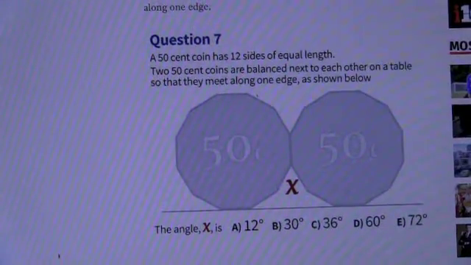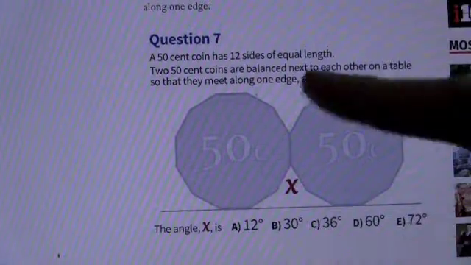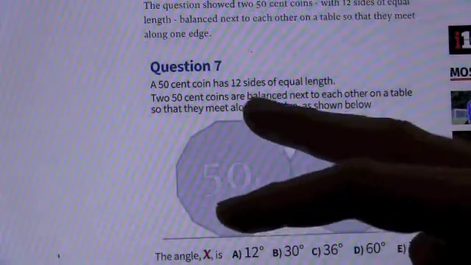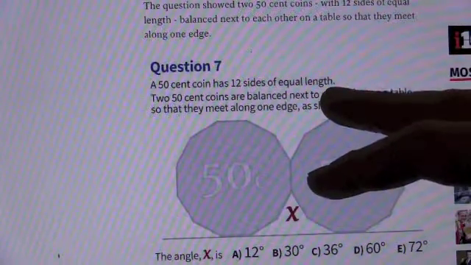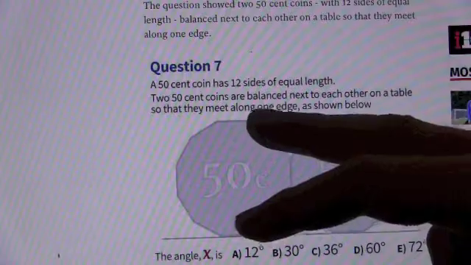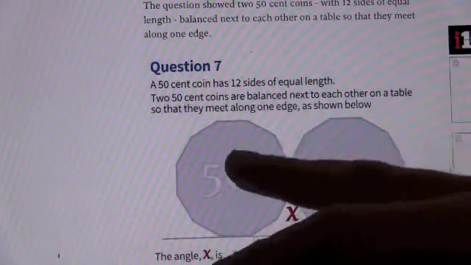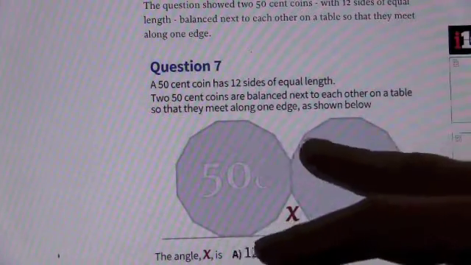Okay, so here's a problem that went viral, and it was written about all over the place. I just found it on the internet on independent.co.uk. The question was: a 50-cent coin has 12 sides of equal length. This is not in the U.S. Two 50-cent coins are balanced next to each other on a table so that they meet along one edge. That's shown below.